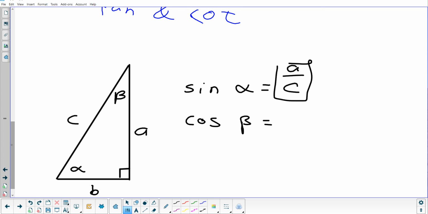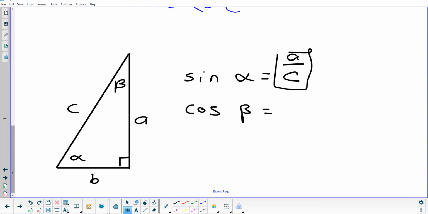All right, cosine. What's the definition of cosine? Okay, Caitlin? Adjacent over hypotenuse. Now pretend like you're standing at beta. What side would be adjacent to you if you were standing at beta? Yep. A. Adjacent over, Caitlin said hypotenuse. What side is the hypotenuse? Justice? C. What do you notice about the sine of alpha and the cosine of beta? They're the same.